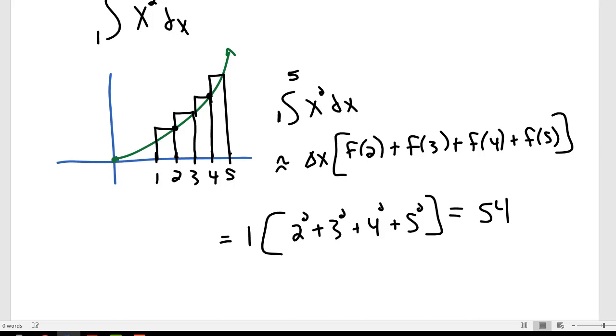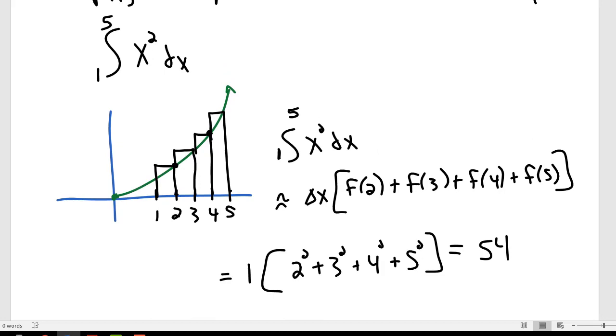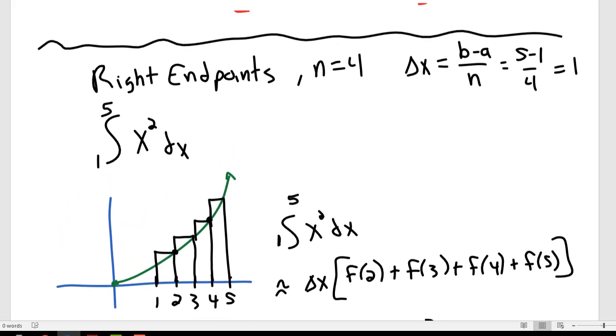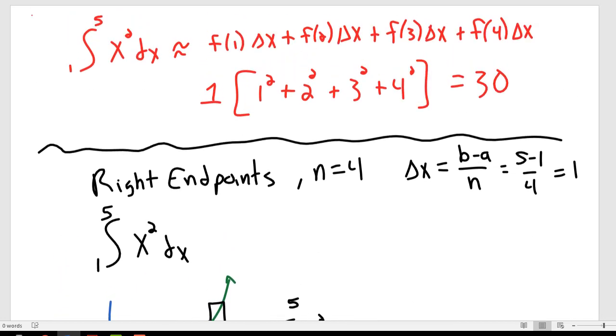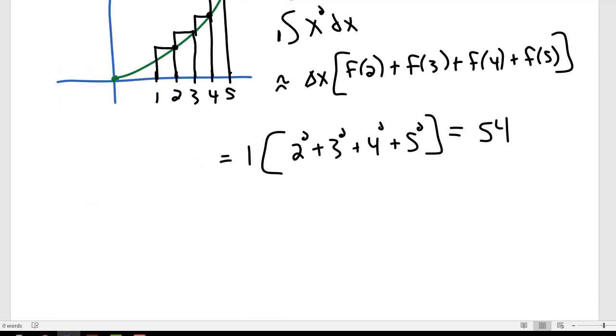So if we use left endpoints, what did we get last time? I'm going to scroll back up real quick. If we use left endpoints, we got an estimation of 30. And then if we use right endpoints, we get an estimation of 54.